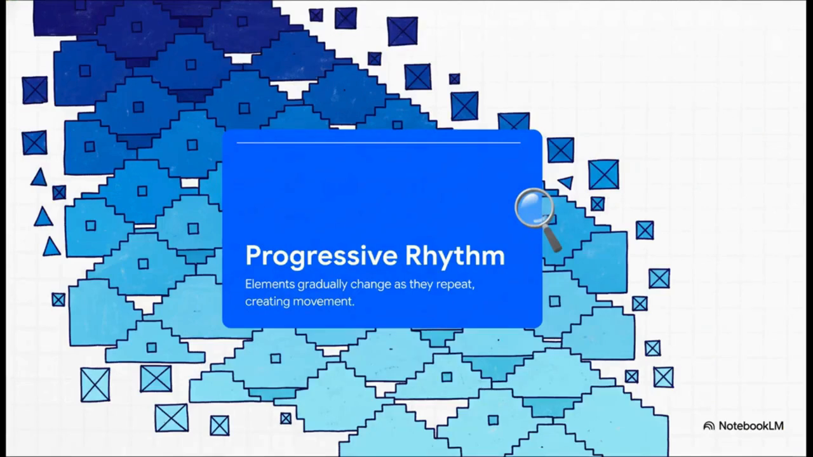Then we step things up with progressive rhythm. This happens when elements gradually change as they repeat. Maybe a shape steadily increases in size, or a color slowly shifts from dark to light. It creates a massive sense of direction and movement. If you've ever looked at photos of an ancient heritage stepwell like Chand Baori in Rajasthan, you know exactly what progressive rhythm is. Those descending, scaling, repeating staircases that just seem to cascade downward forever, that incredible visual pull is progressive rhythm at its absolute finest.